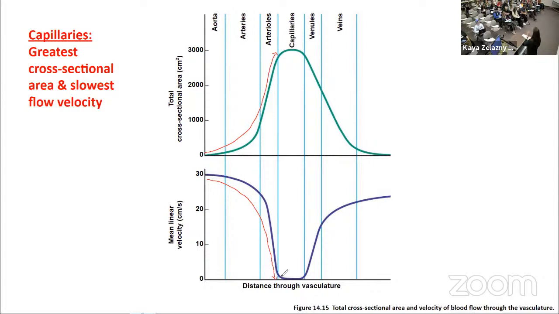So you have more capillaries, more room to spread out, and your blood can go slow without impacting that total flow equation, because it's not going to go very far, because they're going to merge back together.